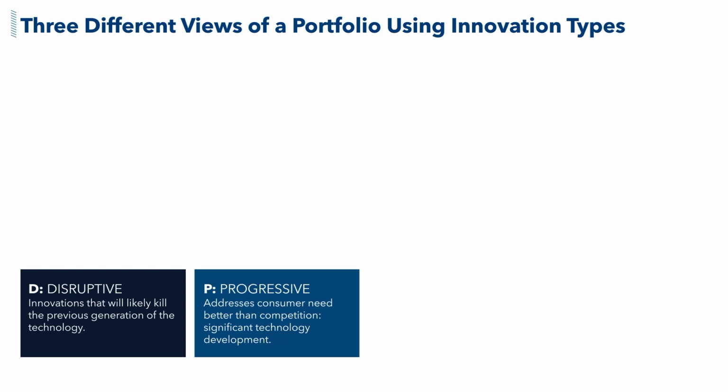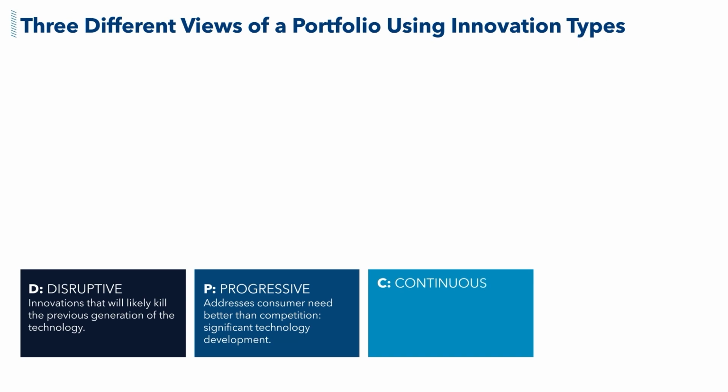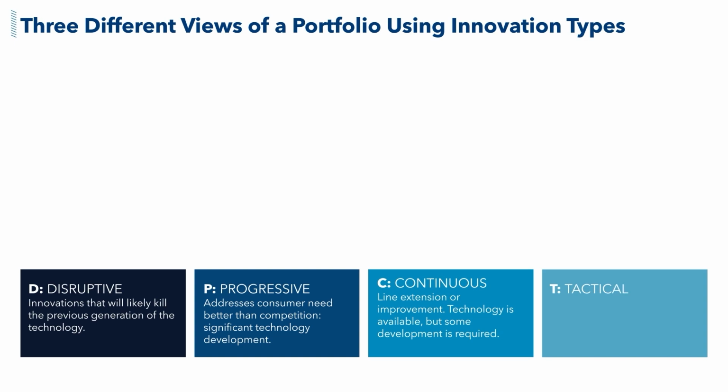A good example includes significant technology development. Then C stands for continuous. This is line extension or product improvement involving available technology or some required development. Lastly, T stands for tactical. This includes customer demands, operational optimization, etc.